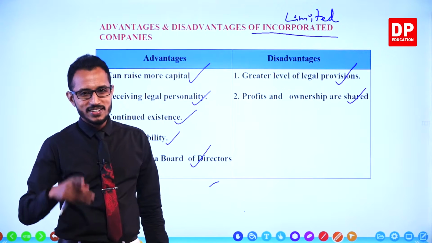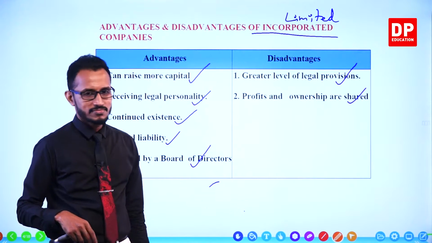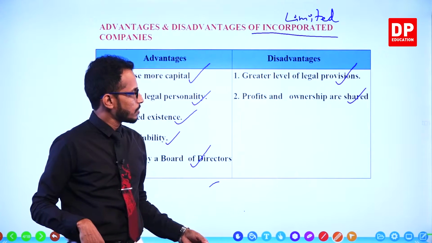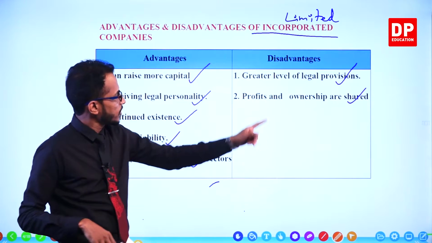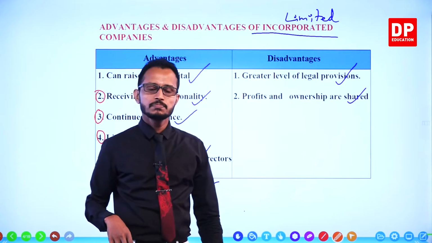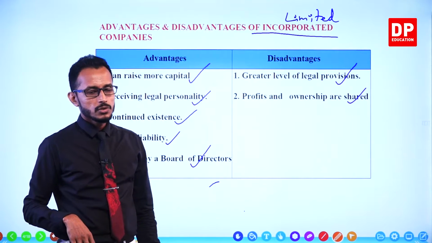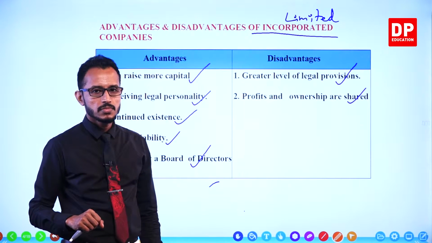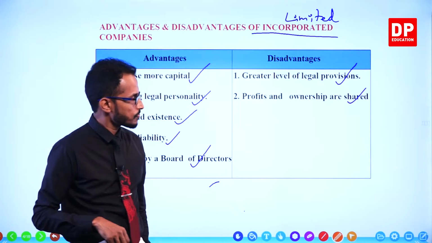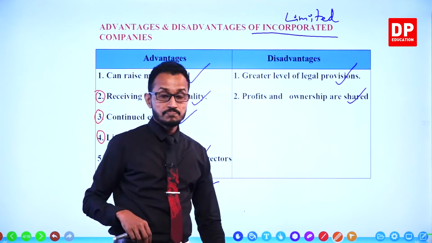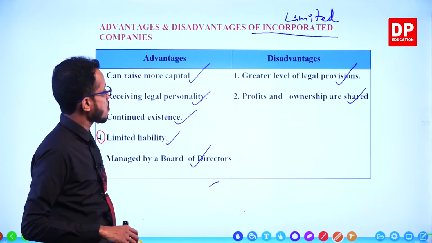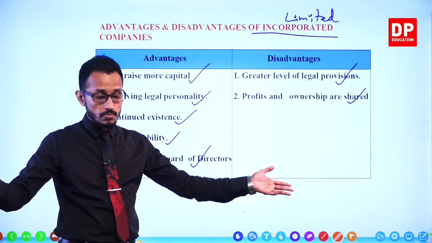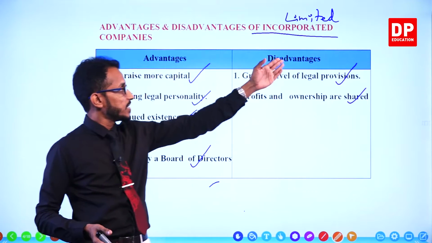You don't like it, right? Yeah, it's a disadvantage. People don't like it, but profit must be shared, and ownership also shared. You can't be the sole owner. You can't be the only sole owner of a company, right? Not like a sole proprietorship. Shared. Those are disadvantages. There you go, children. Advantages, disadvantages.